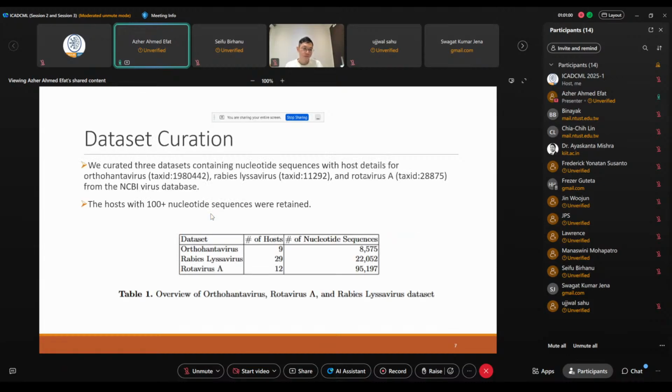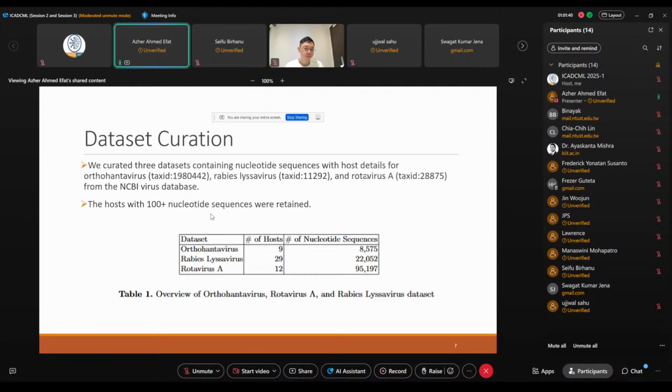So if I talk about the dataset curation, then we curated these three datasets containing nucleotide sequences and host details of orthohantavirus, rabies lyssavirus, and rotavirus A from the NCBI virus database. And while curating these sequences, we only kept the hosts that had at least 100 sequences. So the hosts that had less than or equal to 100 sequences, we ignored those hosts, and hosts with more than 100 sequences were retained.